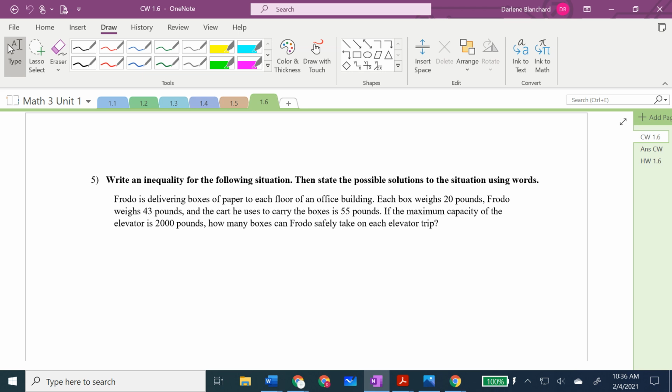So this is just trying to make sure that you do understand how to take a bunch of words and make an equation out of it when that's what it's meant to do. Okay, so let's look at it. Imagine boxes filled with paper. Each box weighs 20 pounds. Frodo weighs 43 pounds. The cart he uses to carry the boxes is 55 pounds, just to throw it in there. Ha, ha, ha. We're torturing the Hobbit.